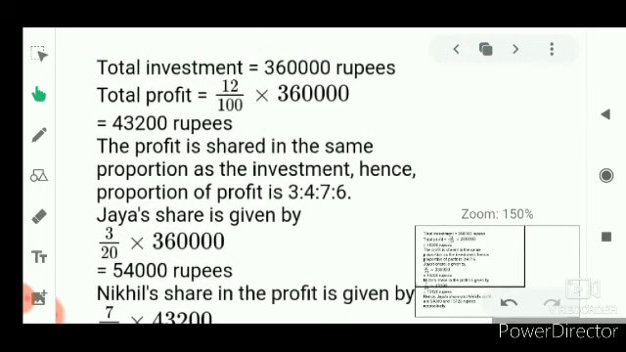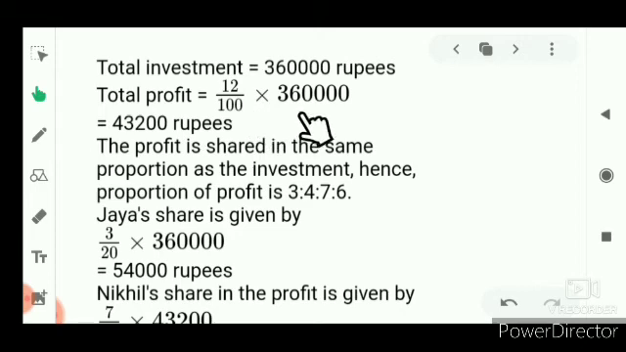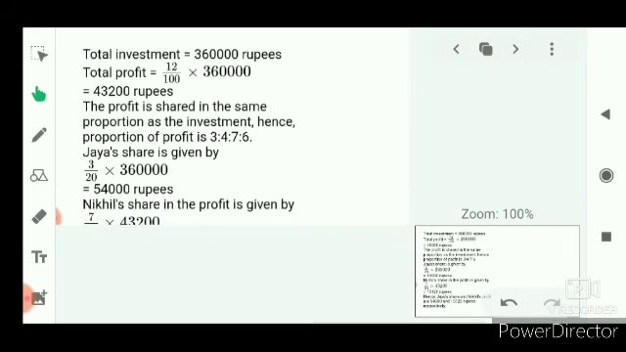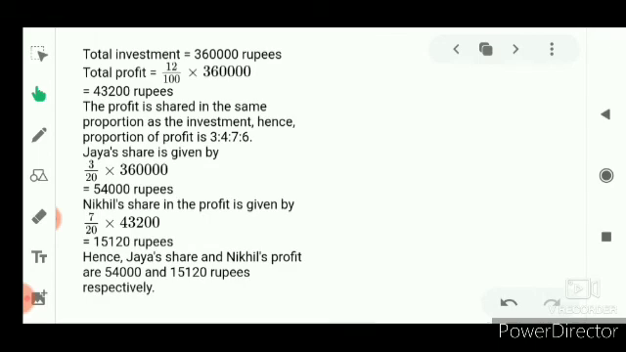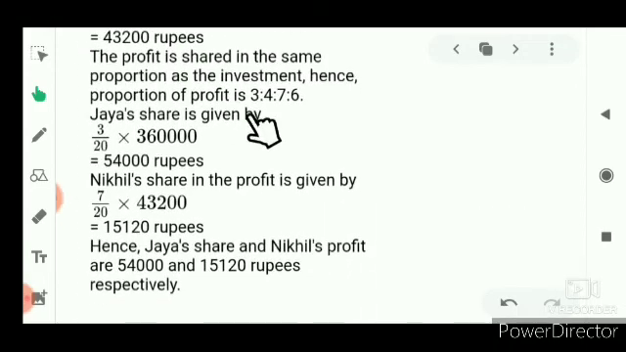So the total profit is 12% of 3,60,000, that is 43,200 rupees. Now we have to calculate Nikhil's share in the profit. Nikhil has invested in the ratio 7. So 7 upon 3 plus 4 plus 7 plus 6, that is 7 upon 20 into the total profit 43,200, which gives 15,120 rupees. Nikhil's profit is 15,120. Okay, here we have completed exercise number 39.